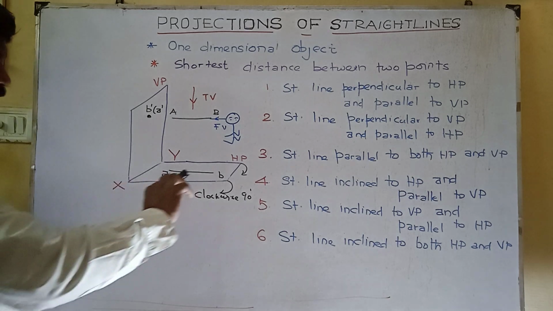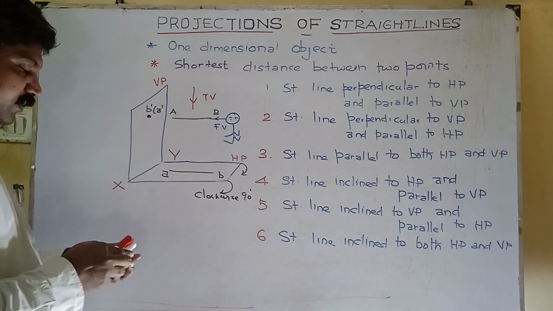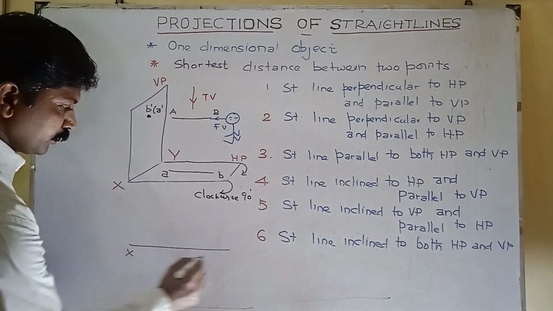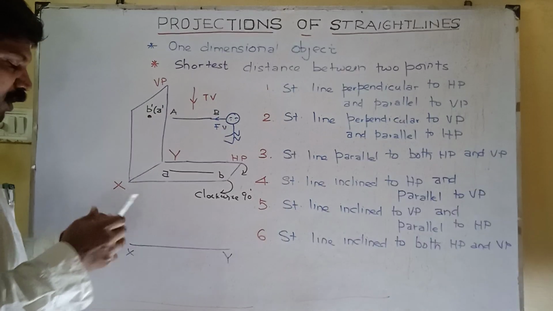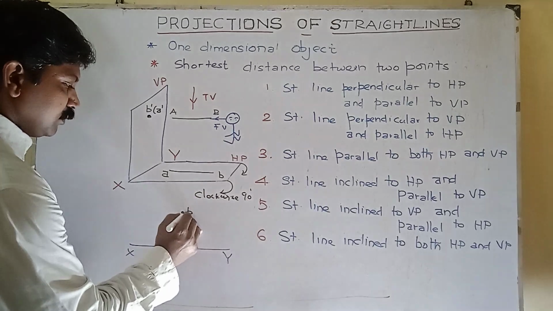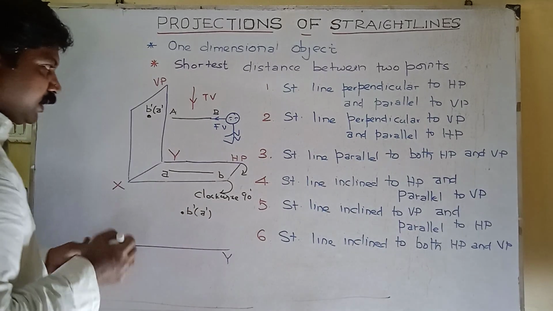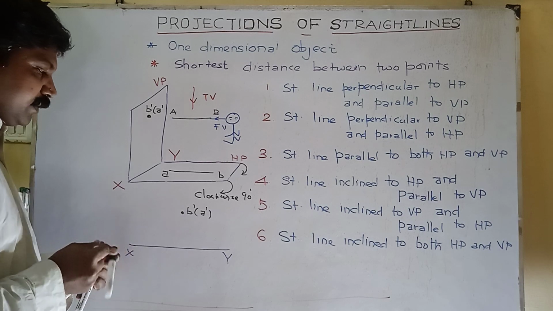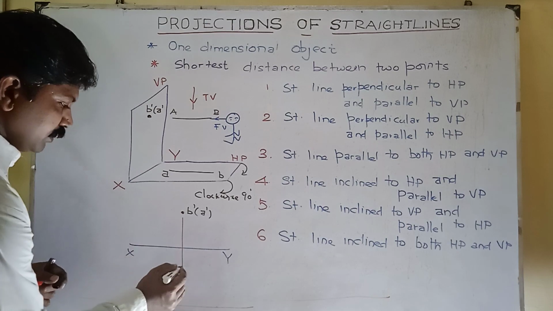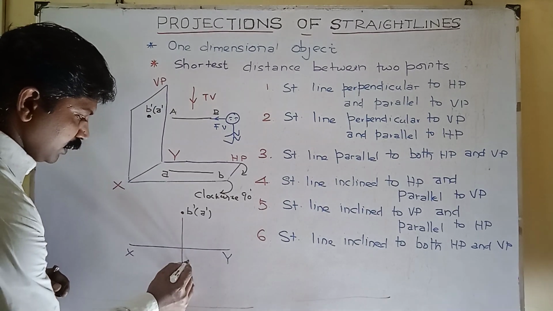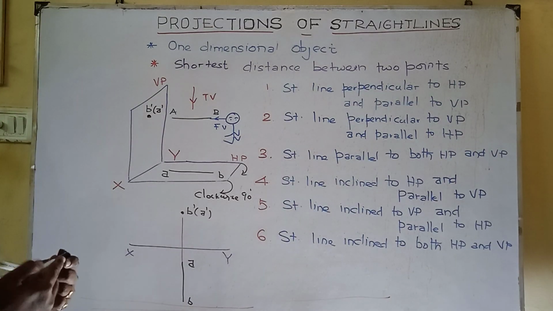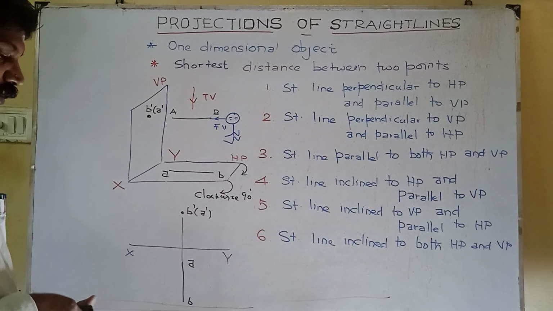After the projection, rotate the horizontal plane clockwise 90 degree. So the resultant diagram is XY axis line. Front view as a point, b dash of a dash. And top view as a straight line, AB. Okay. It is the second position of the standard position of the straight line.